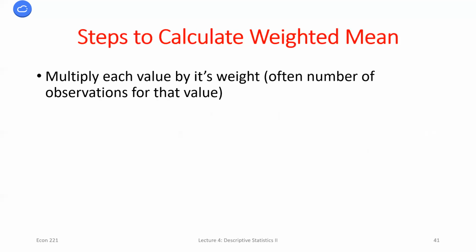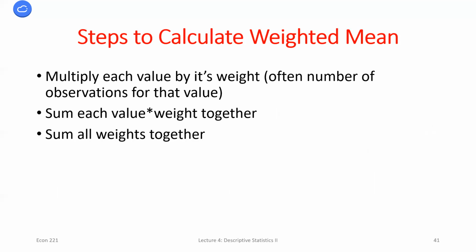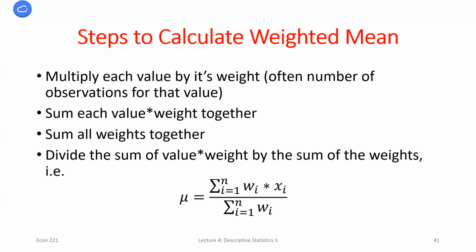So, the steps we go through: multiply every single group's X value by its weight, add them all up, add all the weights together, and then take the sum of the weights times the X values and divide it by the total sum of my weights.